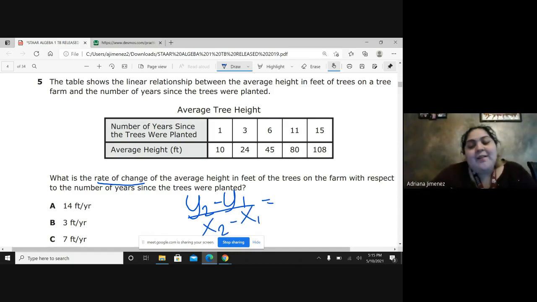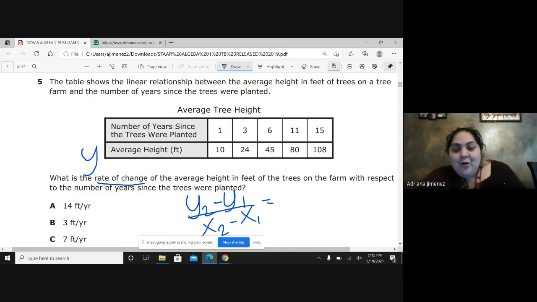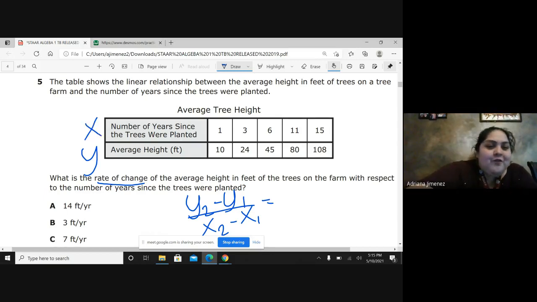So you guys don't have to memorize that formula. You have it on your formula chart. Right? Now you pick your values. Your y values are always going to be the second row or the second column. Your first row or your first column is always going to be your x.